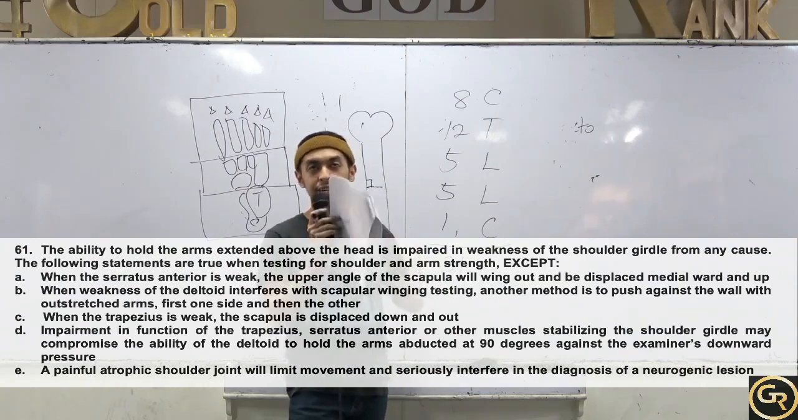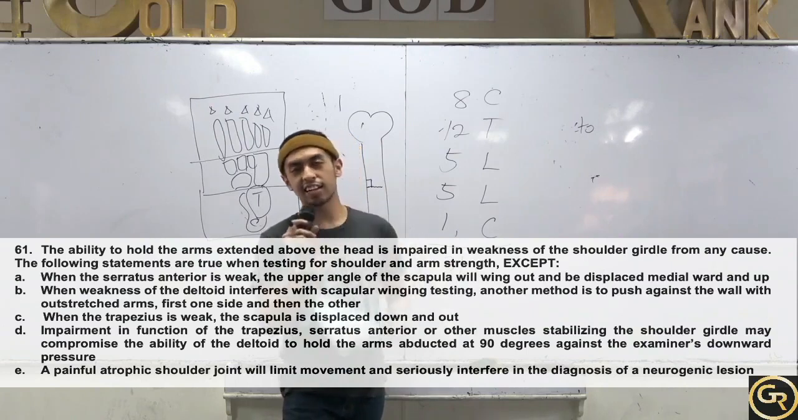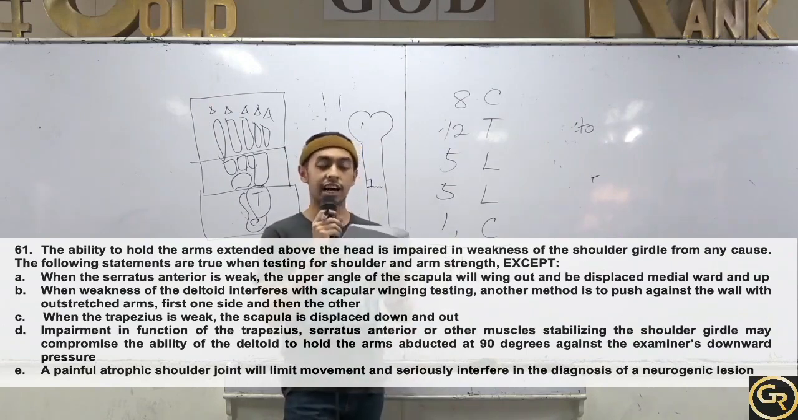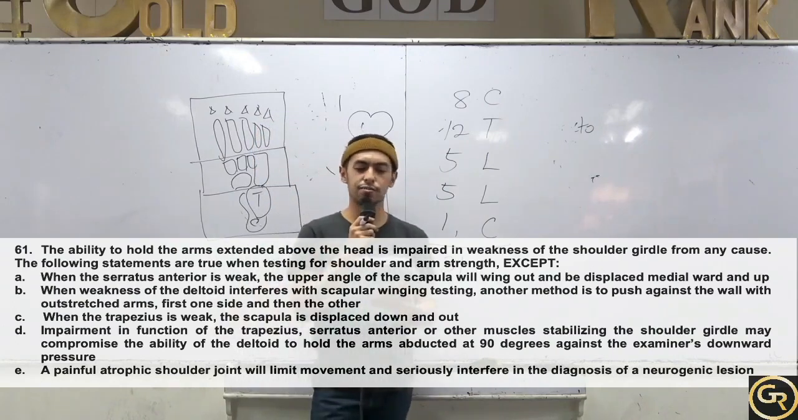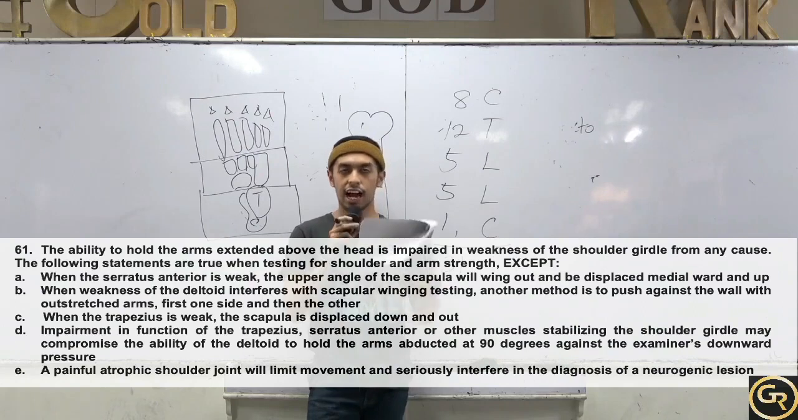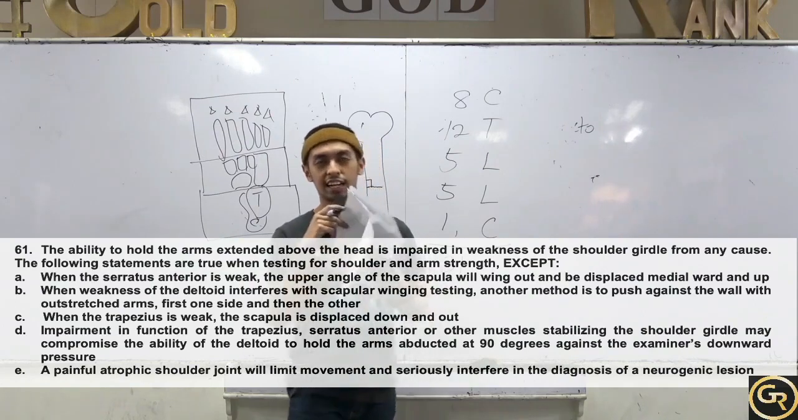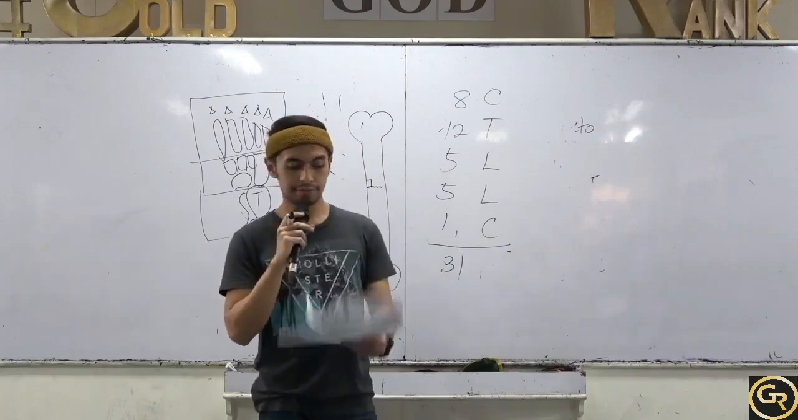Tama po ba? Is it the medial angle? Okay? It's not the medial angle. Rather, it's not the upper angle rather. It should be the lower angle. Okay? It should be the lower angle. Okay? So for number 61, it's letter A. Okay? It should be the lower angle.